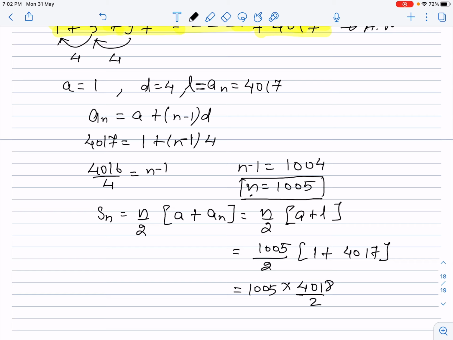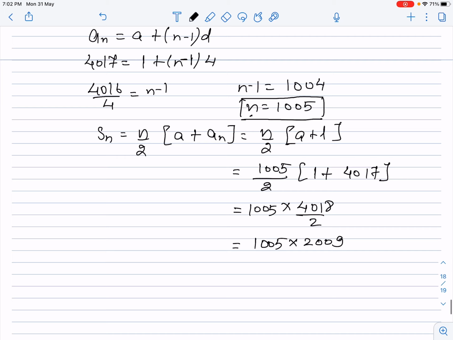Now guys, divide it and multiply it. So what will we get? 1005 multiplied by 2009. Multiplication you guys are very much comfortable with. Let's multiply it and get the final result. So the final result for it will be 2019045. This will be the final answer for this question.